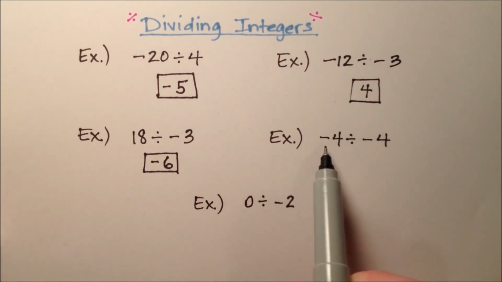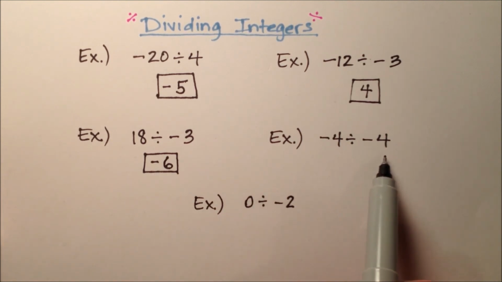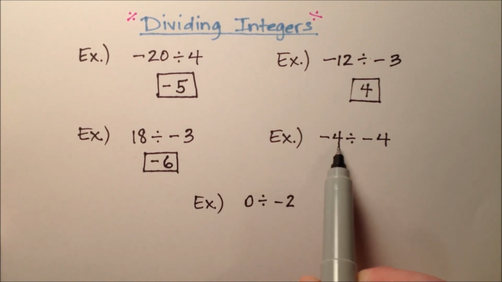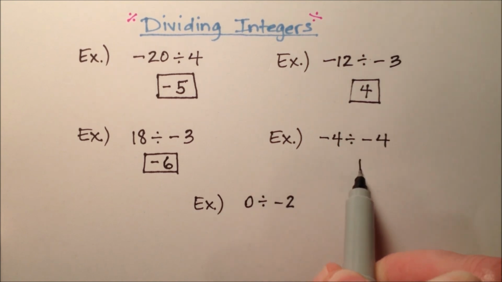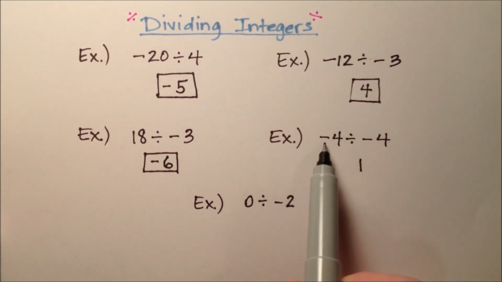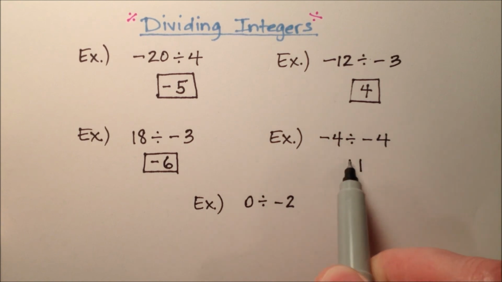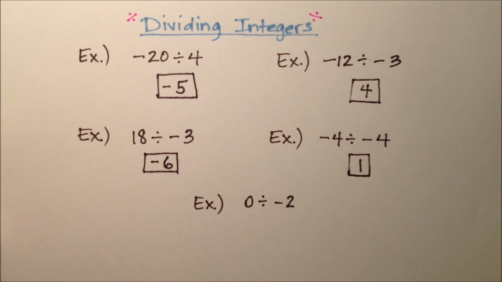Our next example is negative 4 divided by negative 4. In this case, these numbers are exactly the same. So we can guess that our answer is going to be 1, because anything divided by itself is always just 1. Let's go ahead and see if this comes out to be true in this case. The whole part says 4 divided by 4, and that's going to be 1. And when we divide the negatives, they're going to cancel each other out. So our answer is going to be a positive 1, just as we suspected.